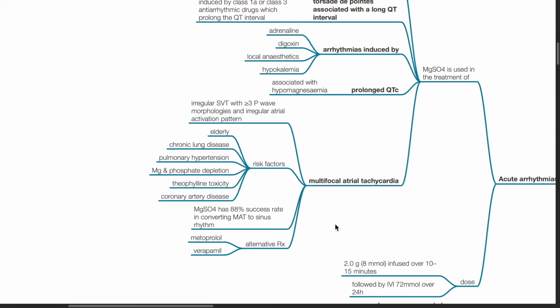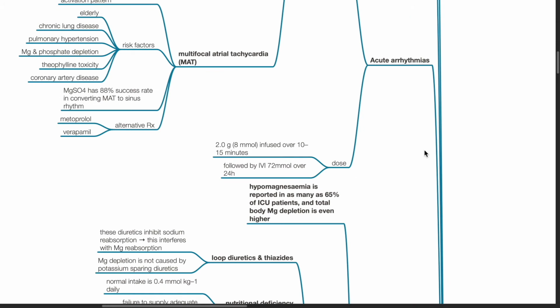Alternative treatment for MAT includes metoprolol and verapamil. The typical dose for magnesium sulfate in the treatment of acute arrhythmias is 2 grams infused over 10 to 15 minutes, followed by IV infusion of 72 millimoles over 24 hours.